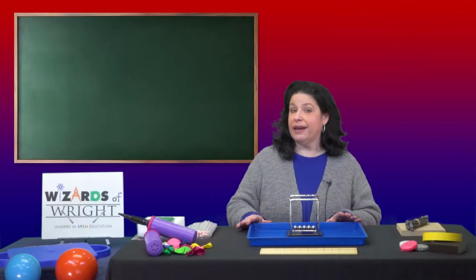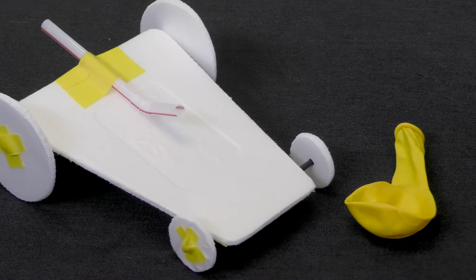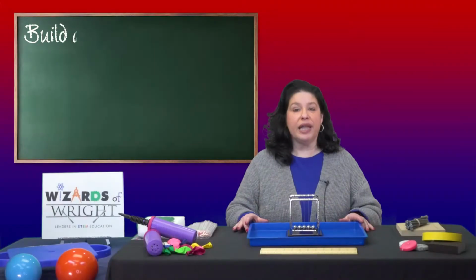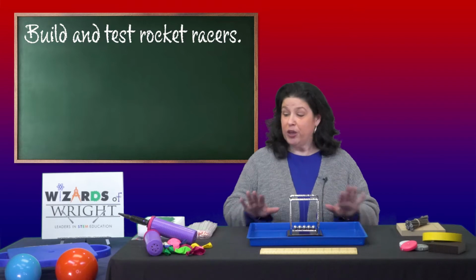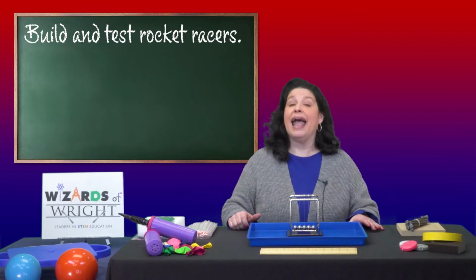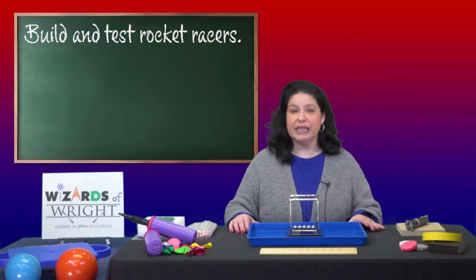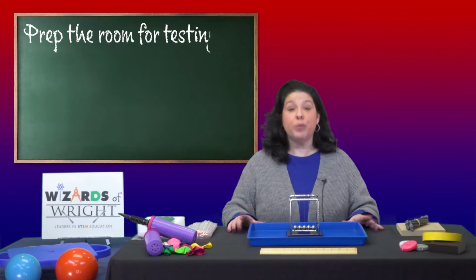Let's move on to our main activity. You're going to be working in groups to construct rocket racers. After building your rocket racer, your class will conduct trials to see how far your racer can go. Your teacher has all of the materials, the activity sheets and directions, and the templates or patterns you're going to need. Teachers, after the groups have begun to build their racers, you can prep the room.